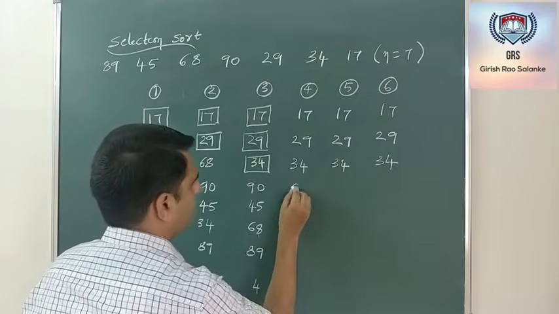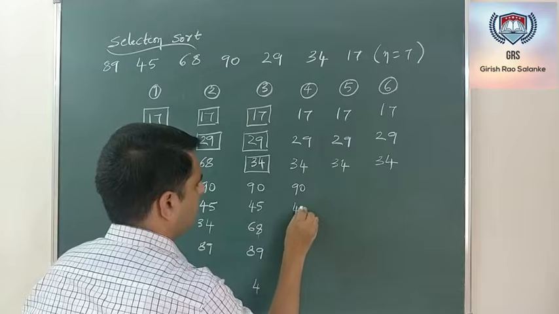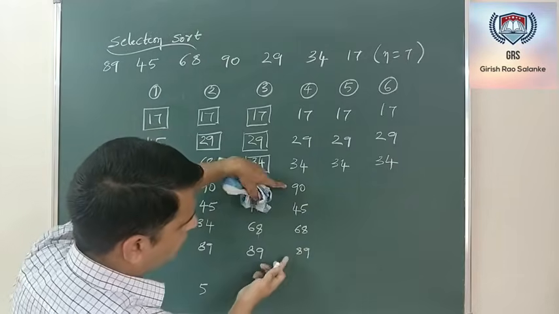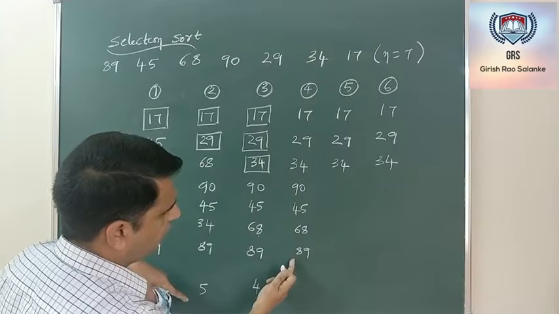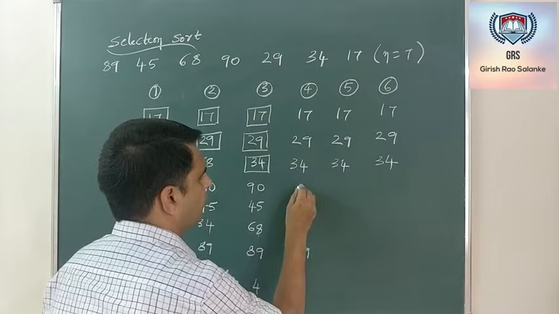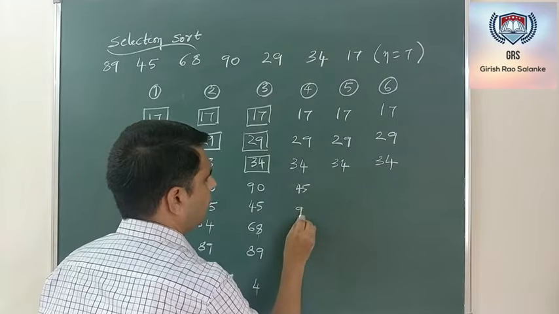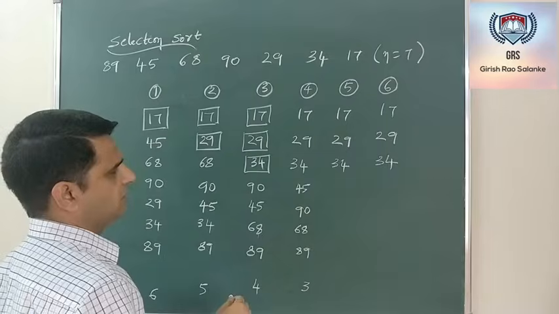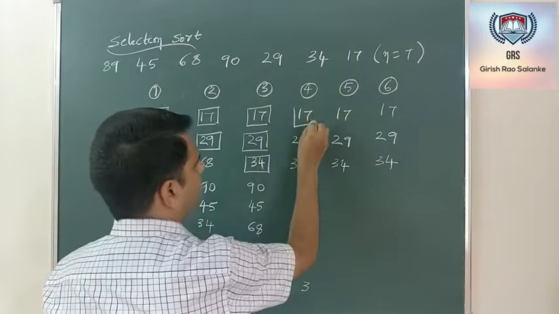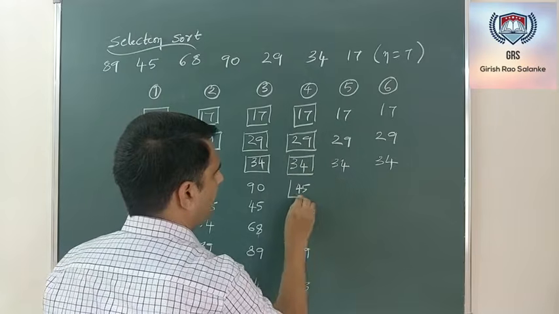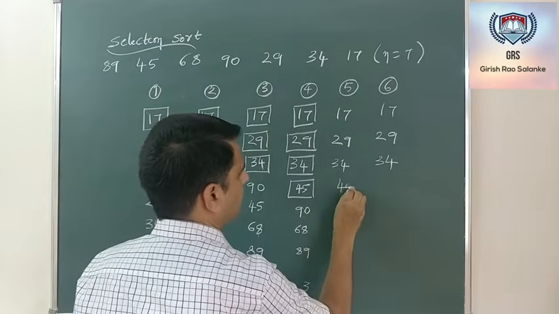Now in the fourth iteration, I need to check the smallest among these 4. The smallest among these 4 is 45. Now exchange 45 and 90. How many comparisons might I have done? Worst case, 3 comparisons. So at the end of the fourth iteration, the first, second, third and fourth elements are sorted.